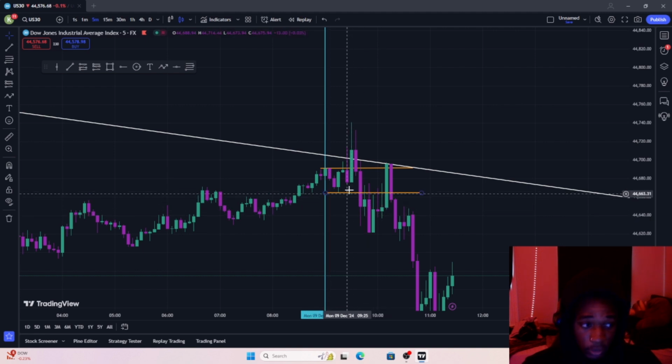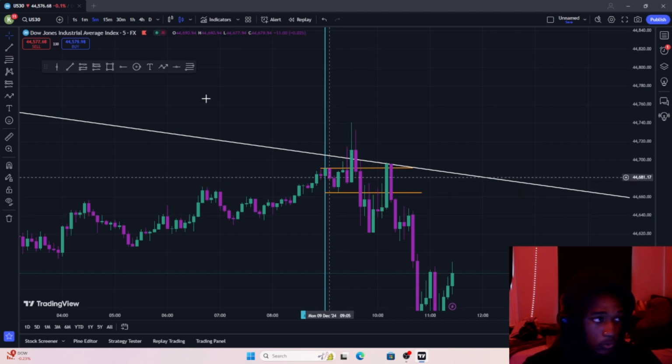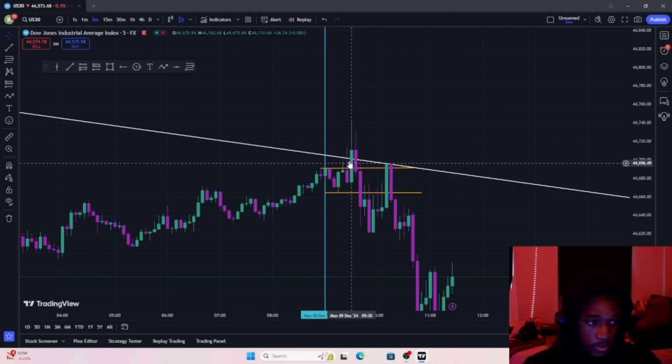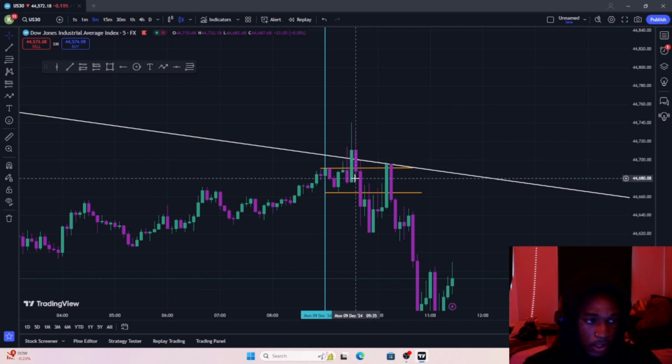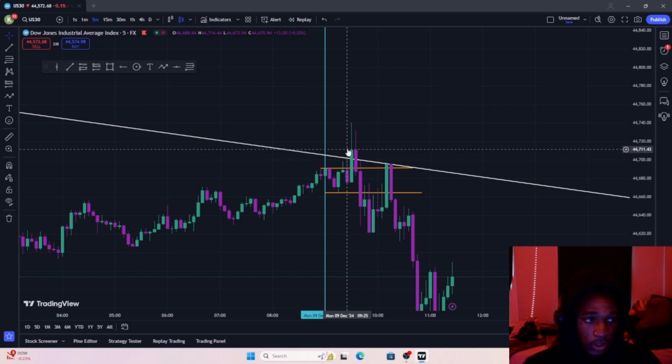Now, as you can see, we get close to 9:30. Price broke to the upside on the 9:30 candle. I didn't take a buy position because we already know that we are overall in a downtrend, right?